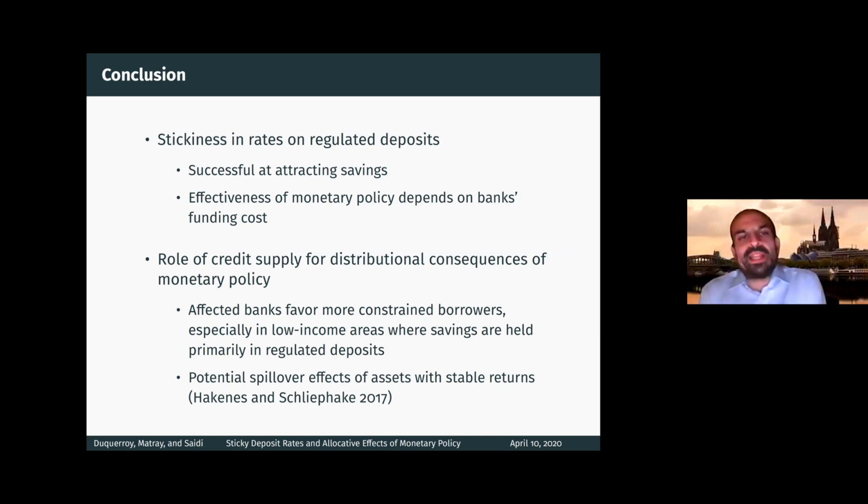In doing so, we presented you evidence that points to an important role of credit supply for distributional consequences of monetary policy, right? Because we saw that affected banks favor more constrained borrowers, the risky ones, and especially low-income areas where savings are indeed held primarily in these regulated deposits. And besides that, our results also speak to the potential spillover effects of the creation of safe assets with stable returns. Why? Because by attracting long-term savings, subsidized funds such as these Livret A accounts affect the distribution of liquidity and thus aggregate stability in the banking sector.